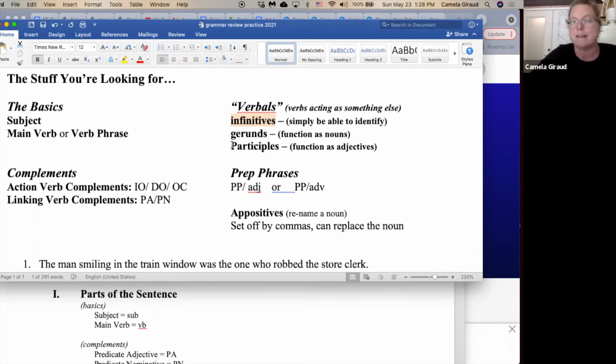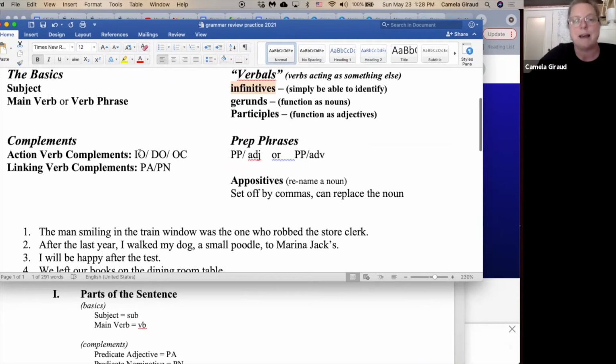Participles are acting like adjectives. So if I said something like, the swimming dog is my neighbor's dog Fido, then the verb swimming is just describing the dog. Complements, IOs, DOs, and OCs. IOs answer to whom or to what. Direct objects answer who or what. If you have only one thing after an action verb, it's going to be the direct object. That's the daddy-o.